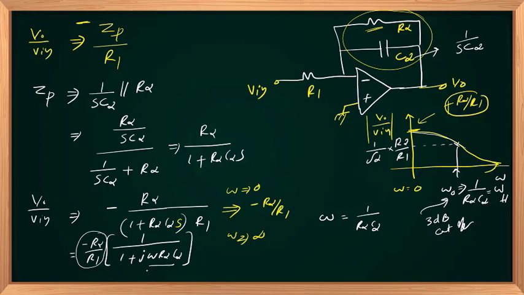To make it 1 over root 2, A square plus B square, B value should be equal to 1, omega R2 C2 should be equal to 1, implies omega equal to 1 by R2 C2. That is called the 3 dB cutoff frequency or upper cutoff frequency of a low pass filter. A low pass filter will have an upper cutoff frequency because as frequency increases, the magnitude of voltage gain decreases. That's all about a low pass filter or an integrator circuit.